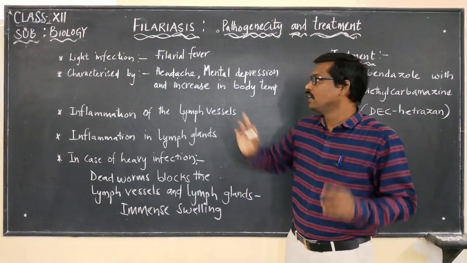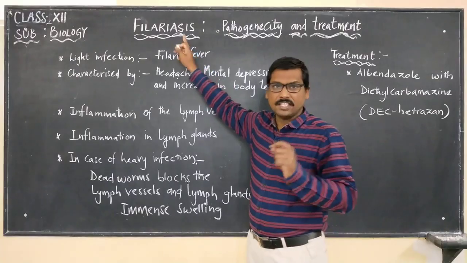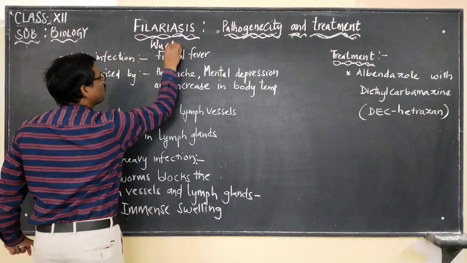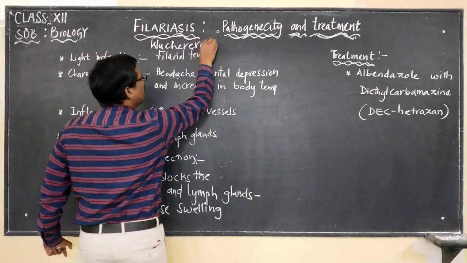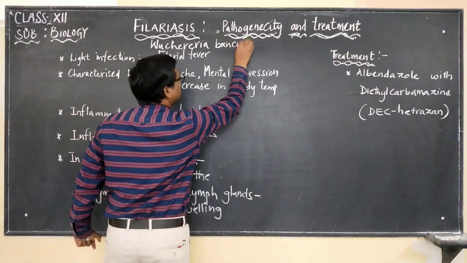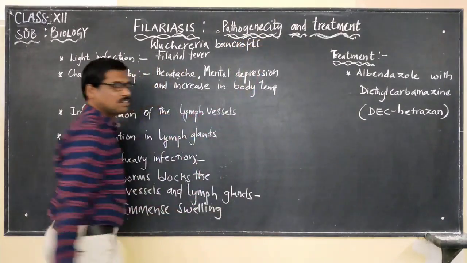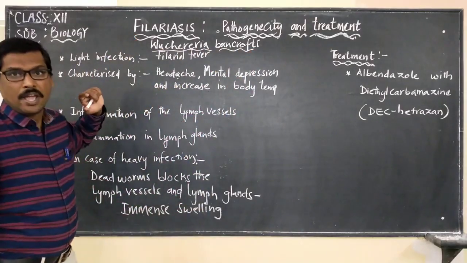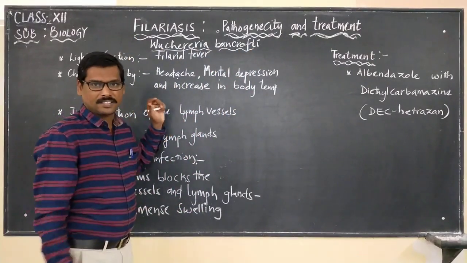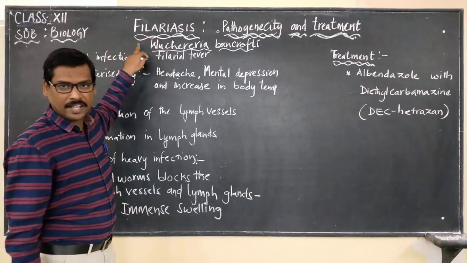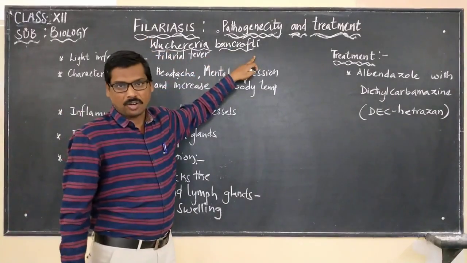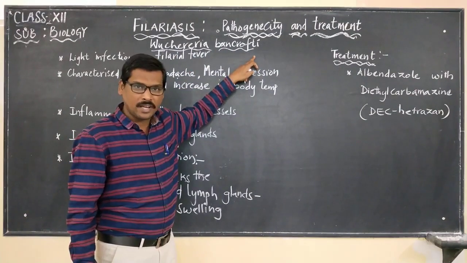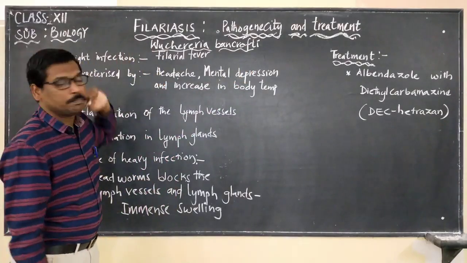Now we are all aware that this disease, filariasis, is caused by a pathogen, a roundworm called Wuchereria bancrofti. It is the worm that is causing this particular disease, so we have to remember the pathogen. This disease is well known as lymphatic filariasis, caused by Wuchereria bancrofti, a roundworm belonging to the phylum Nematoda. So we have to remember that point.